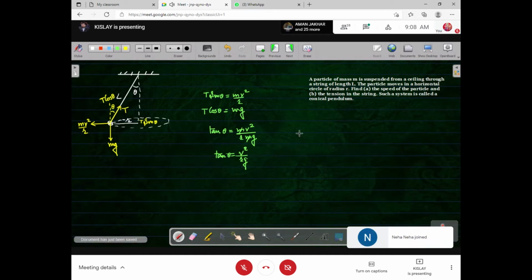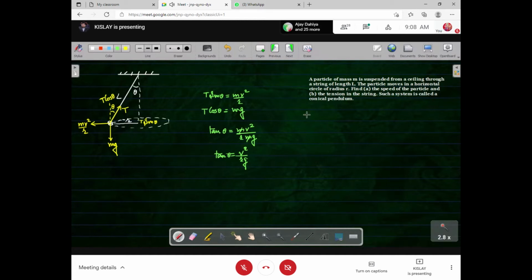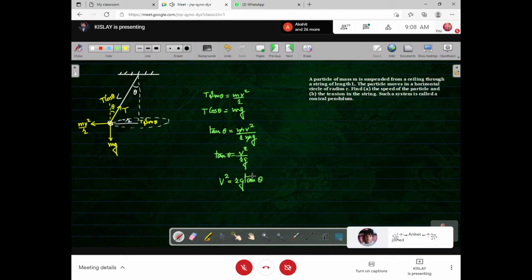Now what do we have to find? We have to find the speed of the particle. Here we can write v square is equal to rg tan theta. But here theta is not known. So we must substitute theta. See, how can we calculate theta?